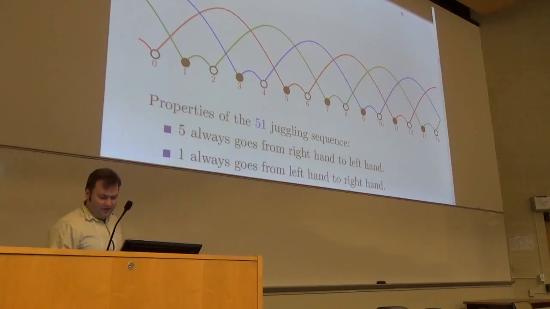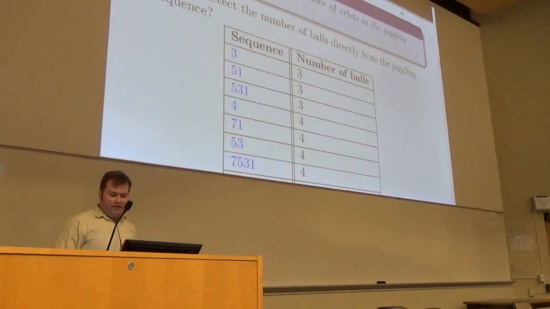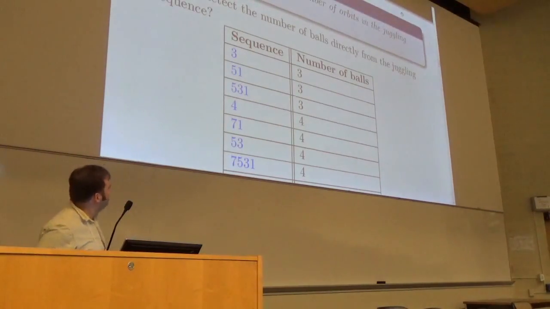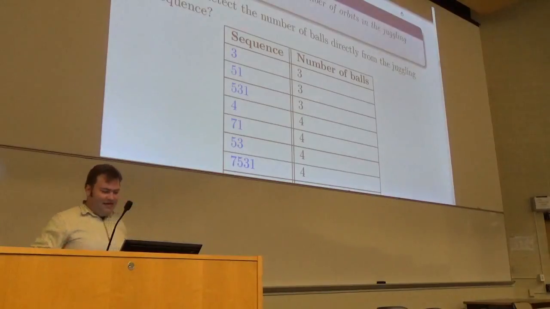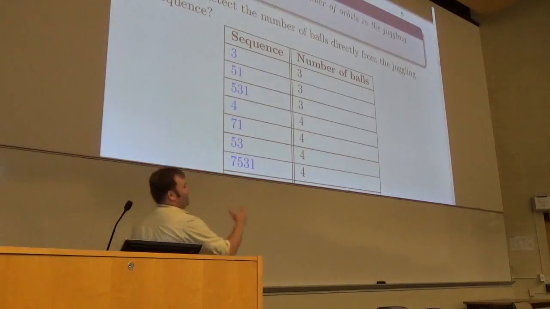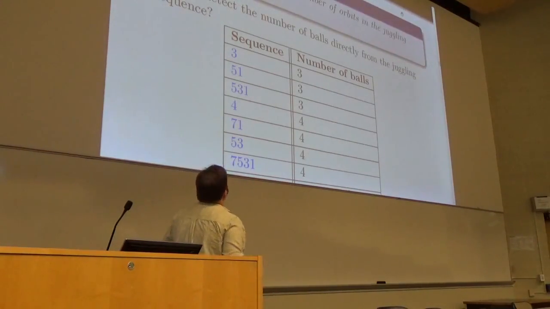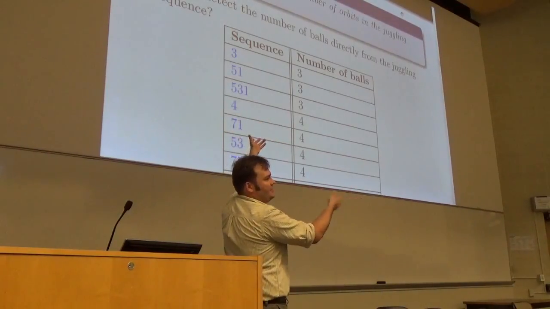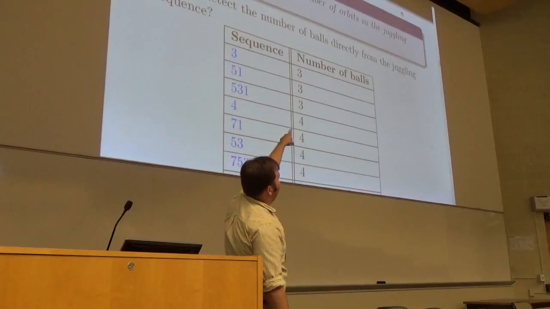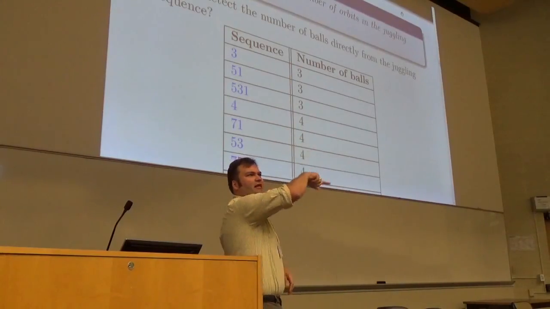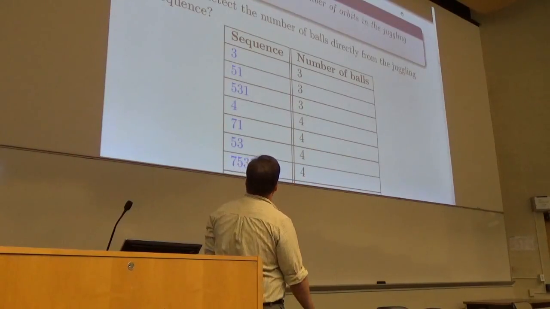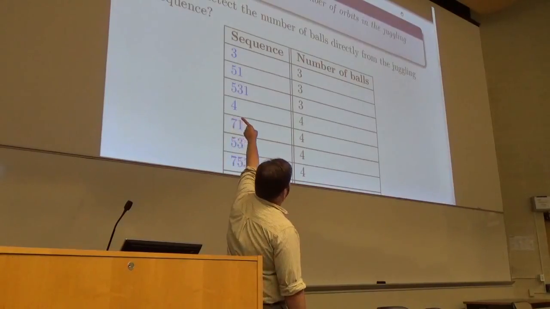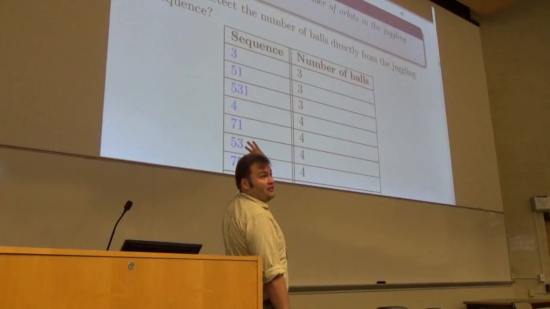So let's look at some other examples, okay? Here's what we showed from the juggling diagram. The number of balls in a juggling diagram would be the number of orbits, so that's the number of colors traced out in that diagram. Okay, so here's my question to you: can we detect the number of balls directly from the juggling sequence?